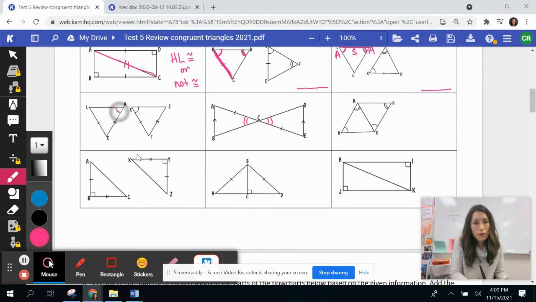Here we've got an angle marking that we can mark up here. This is representative of a side. This is representative of a side. So go ahead and state why the triangles are congruent or not.